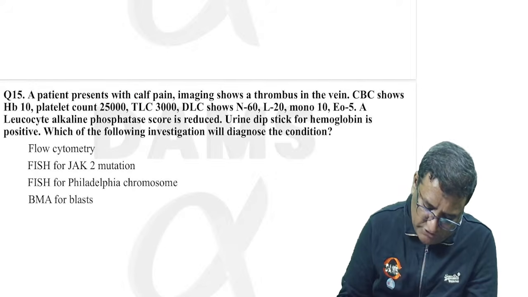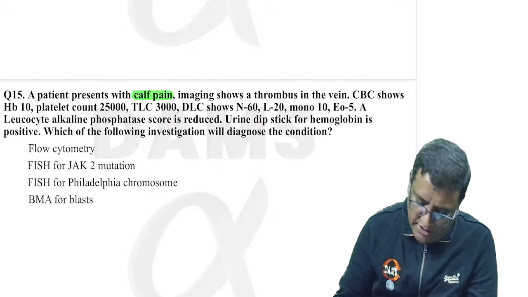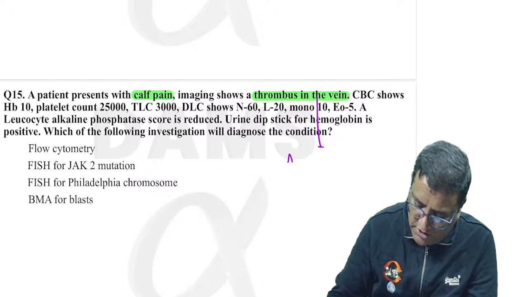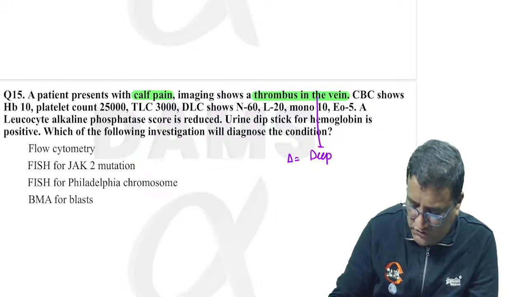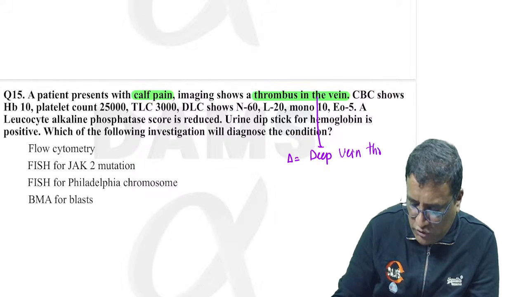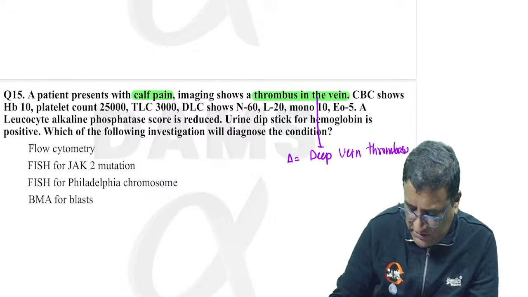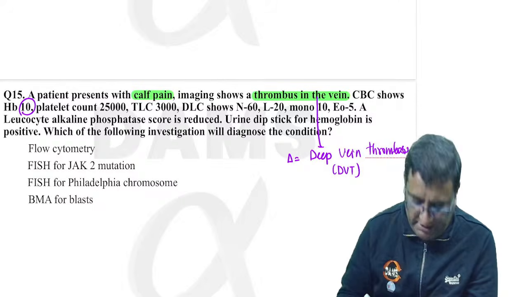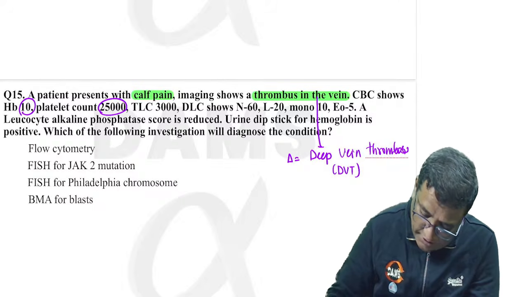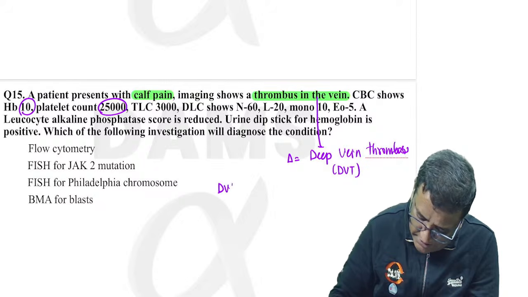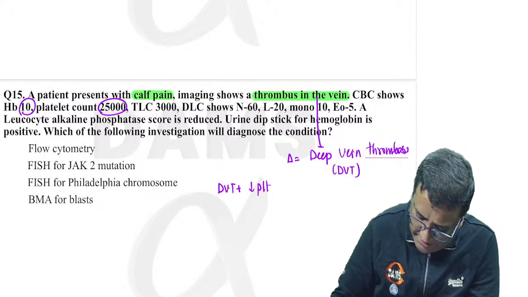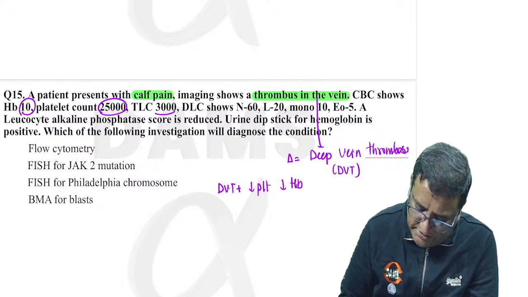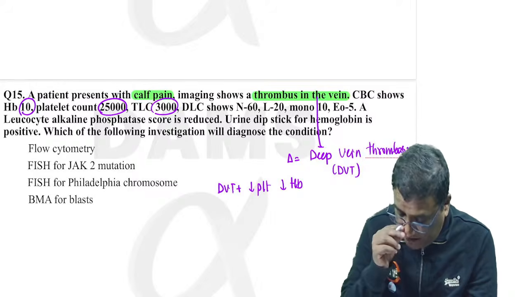A patient presents with calf pain. Imaging shows thrombus in the vein. In the calf, if there is a thrombus in the vein, what is your diagnosis? The diagnosis is deep vein thrombosis, or in short form we call it DVT. That is your diagnosis. CBC shows hemoglobin of 10. Hemoglobin is less, platelet count is less. So DVT plus decrease in platelets, decrease in hemoglobin also, and TLC is 3000. That is okay, low normal I would say.